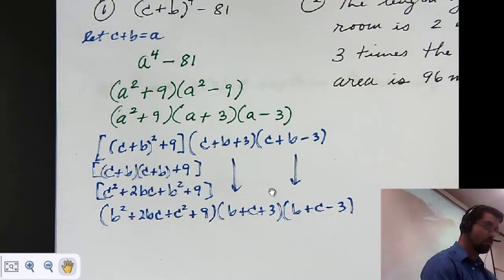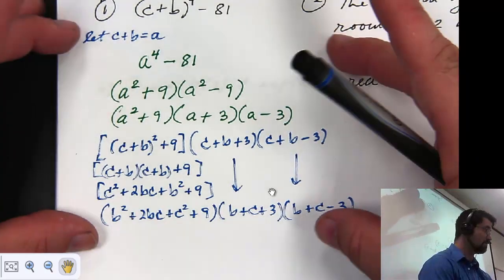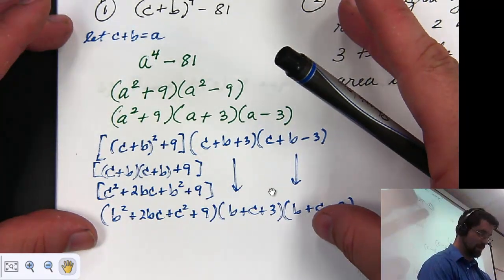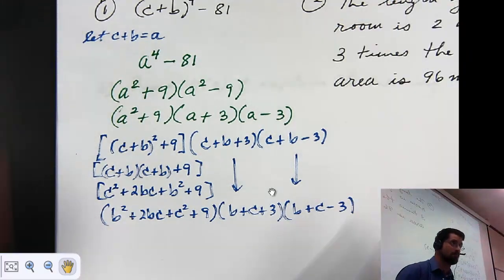So this part up here, standard question. The rest of this, you can see how involved it is. All right, so that would be something I'd give as a bonus. Make sense?